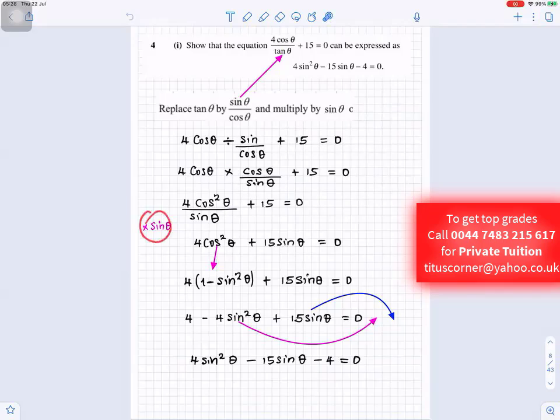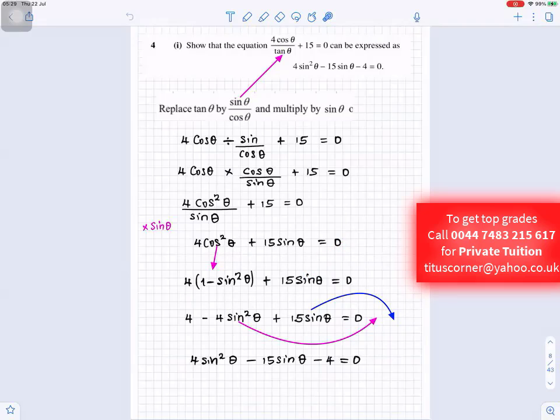You multiply by sine theta. So you times sine theta there, there, and there. This one will cancel here. So you get 4 cos squared theta plus 15 sine theta is equal to 0. We want to make all of them sine theta, so we can change cos squared theta to 1 minus sine squared theta. And then you remove the bracket. 4 times 1 is 4. 4 times minus sine squared theta is minus 4 sine squared theta. Plus 15 sine theta equal to 0.